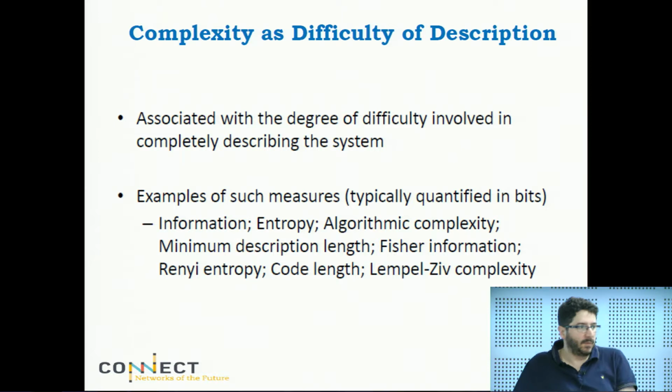Okay, another approach could be to define complexity as the difficulty in describing something. So you basically have measures like entropy, information, this minimum description length I told you about, and essentially you are trying to describe the system and you see how difficult it is to describe it. So definitely the human brain is more complex than an apple, probably. I think it's fair to say, right?